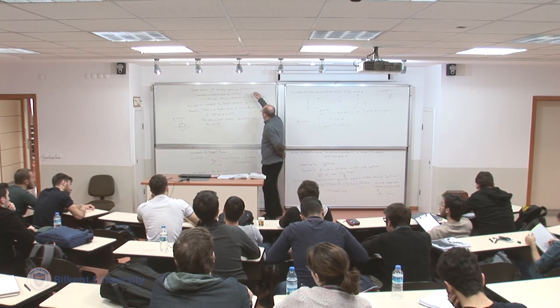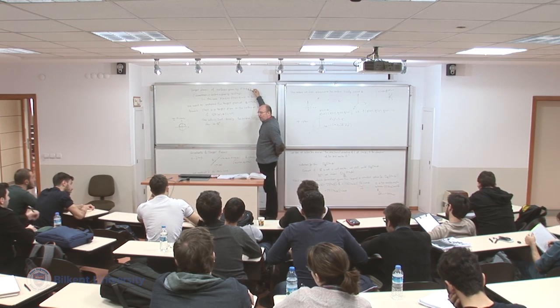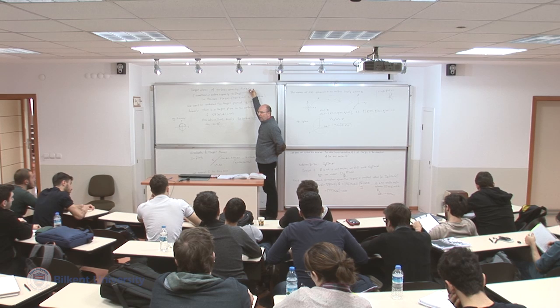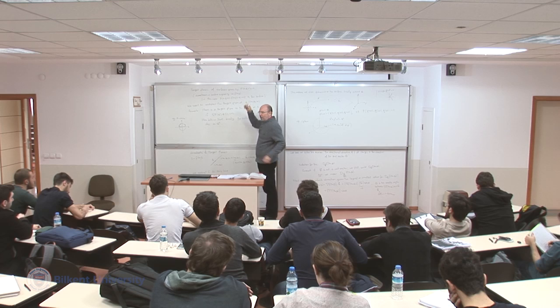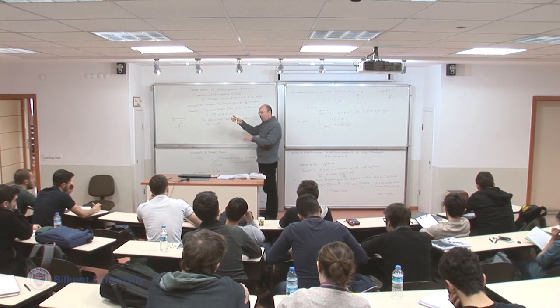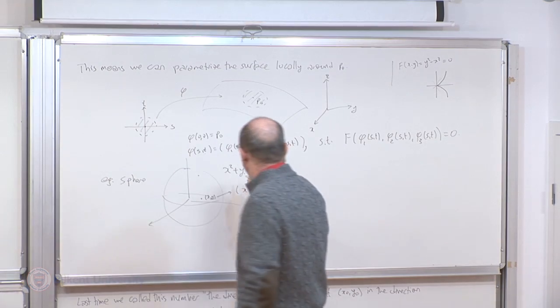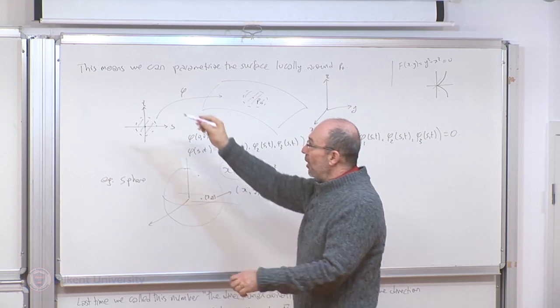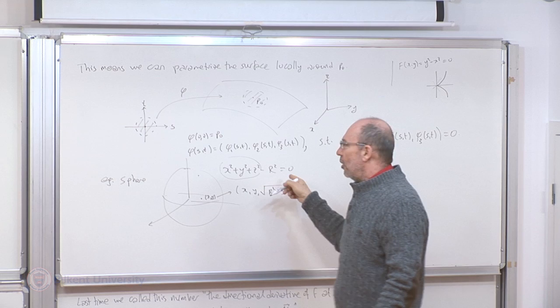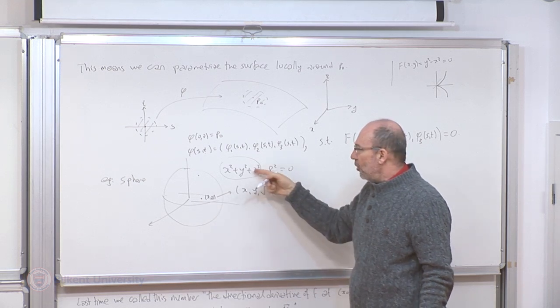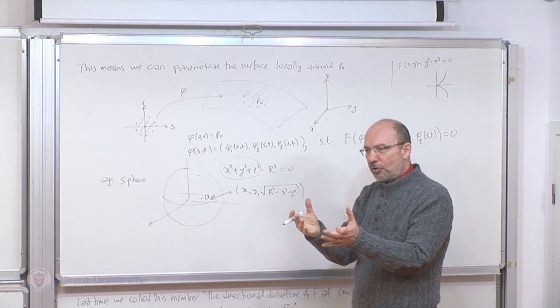We are in R3, we have x, y, z parameters. If we define a relation between these three things, then it means that one of them depends on the other, so we have a surface. The example is this one: f(x, y, z) minus r squared equals 0 is a relation. But we know that this is a sphere, a two-dimensional object.